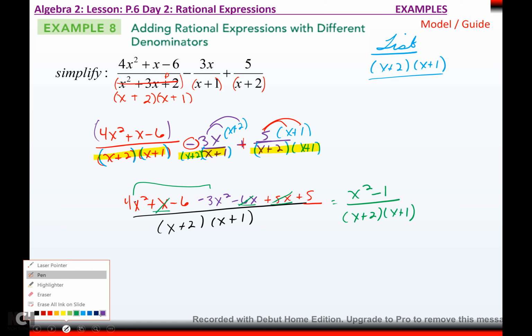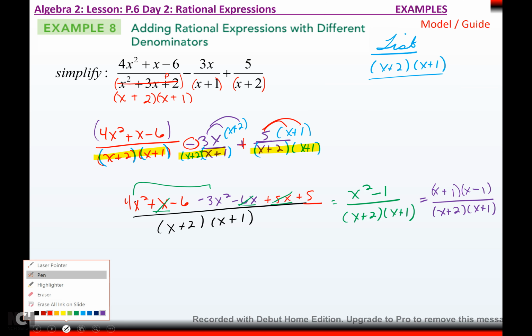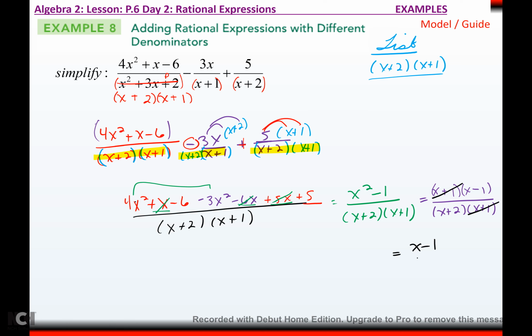The only thing I could still possibly do is factor the top and see if it cancels. And I can factor the top because that's difference of squares. So binomial, plus and minus. The square root of x squared is x. The square root of 1 is 1. And the bottom is x plus 2 times x plus 1. And sure enough, I have like factors. They cancel. And so I'm left with x minus 1 over x plus 2.